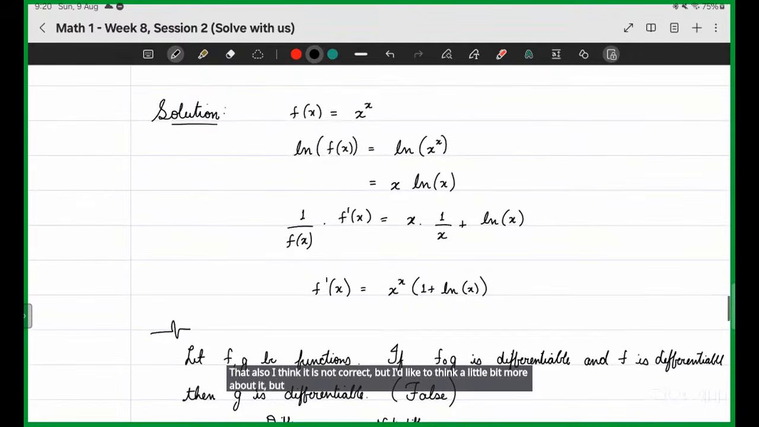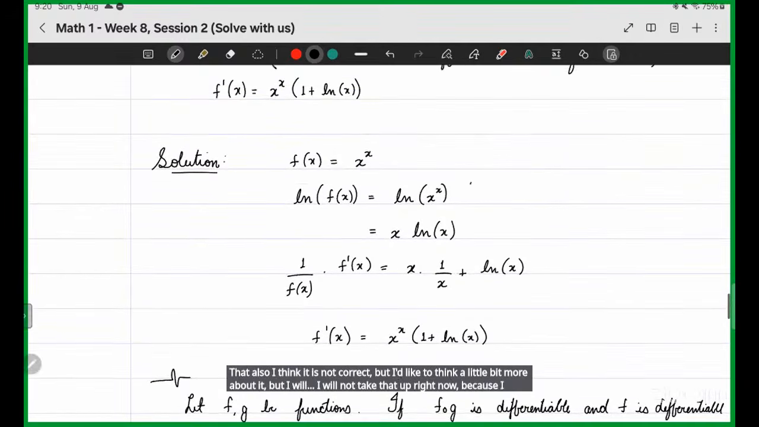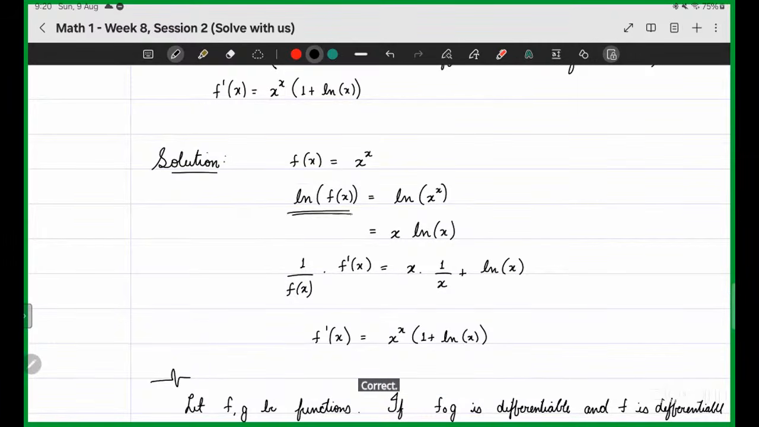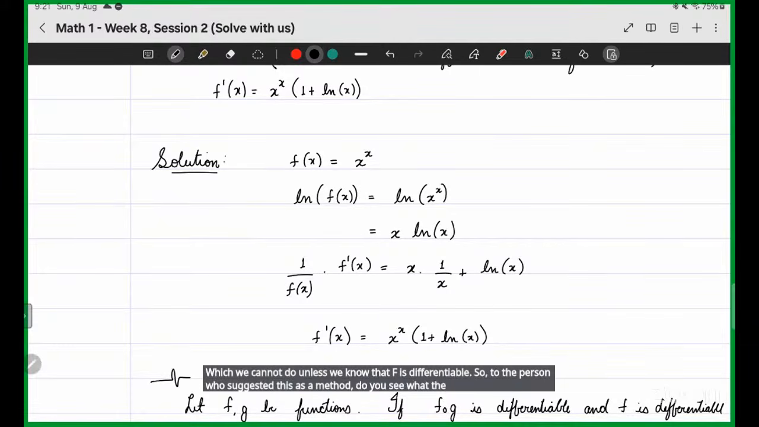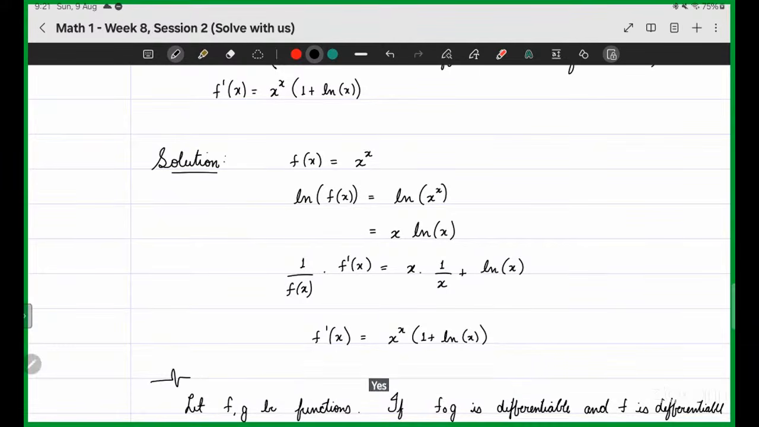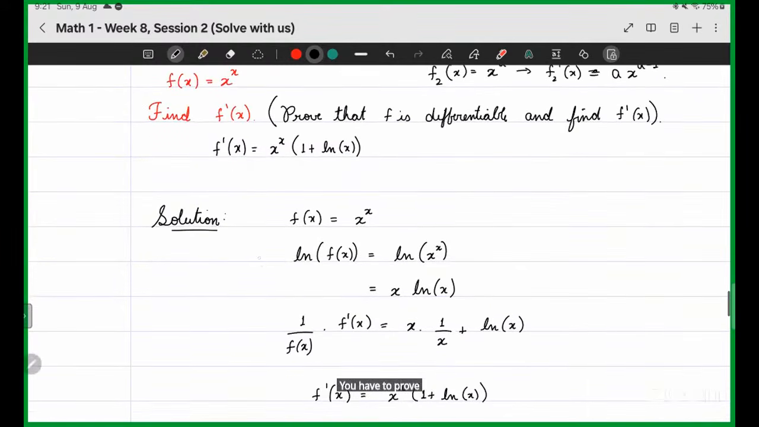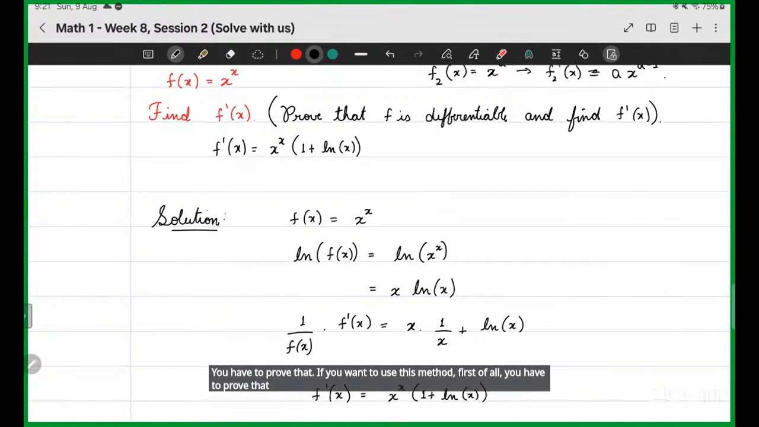But I will not take that up right now because I want to emphasize why this argument is not very correct. Here we are assuming that log of f of x is differentiable, which we cannot do unless we know that f is differentiable. So to the person who suggested this as a method, do you see what the flaw in this argument is? There was another person who initially suggested this approach. Yeah, f of x should be differentiable in this case. You have to prove that. If you want to use this method, first of all, you have to prove that f is differentiable. How would you do that?